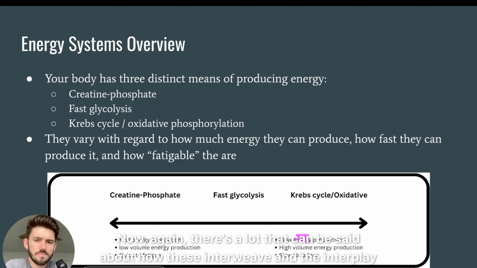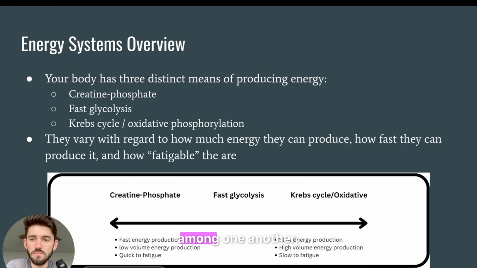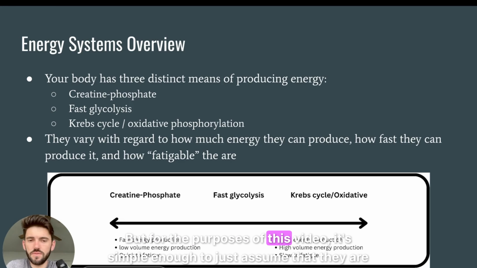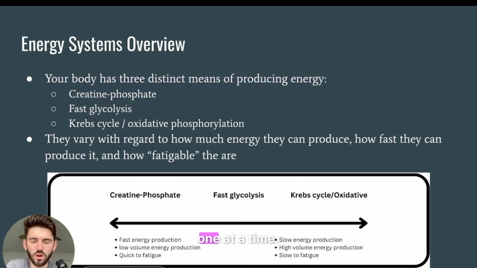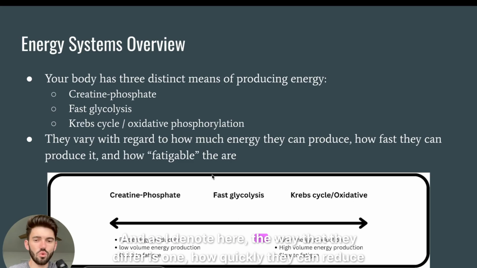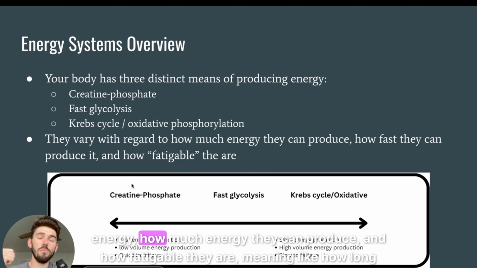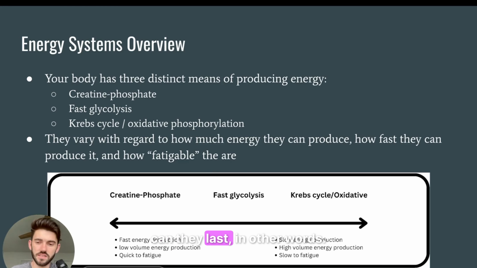Now, again, there's a lot that can be said about how these interweave and the interplay among one another. But for the purposes of this video, it's simple enough to just assume that they are 3 distinct energy systems, and that when you are training them, you're training one at a time. And as I denote here, the way that they differ is, one, how quickly they can produce energy, how much energy they can produce, and how fatigable they are, meaning how long can they last, in other words.